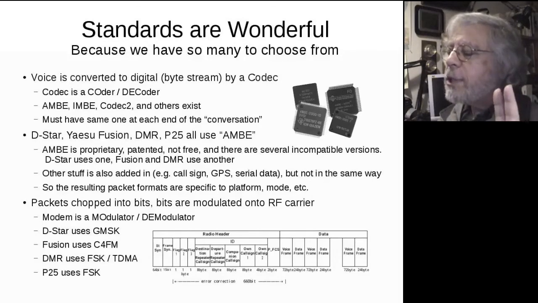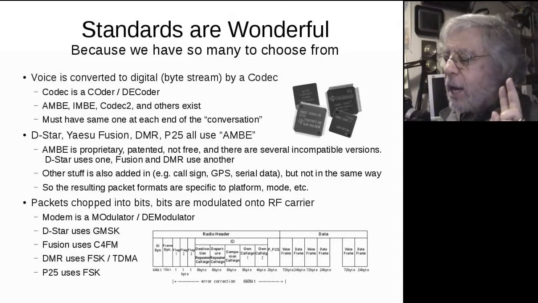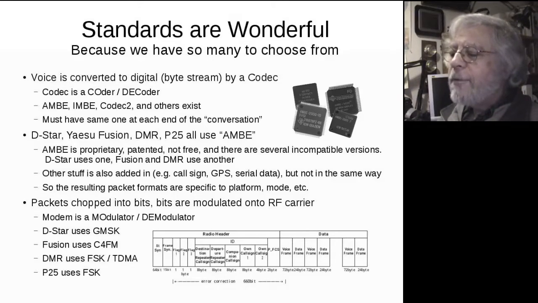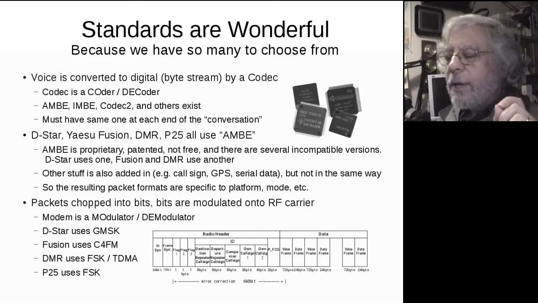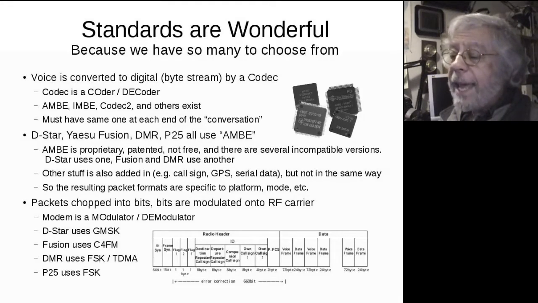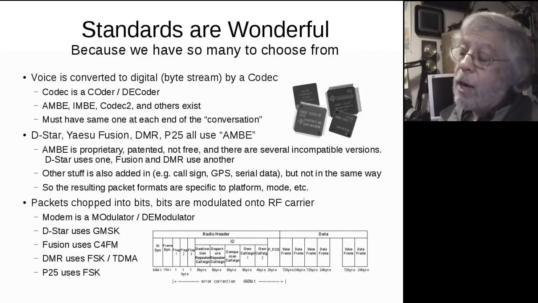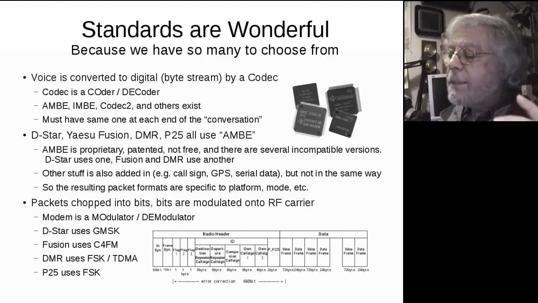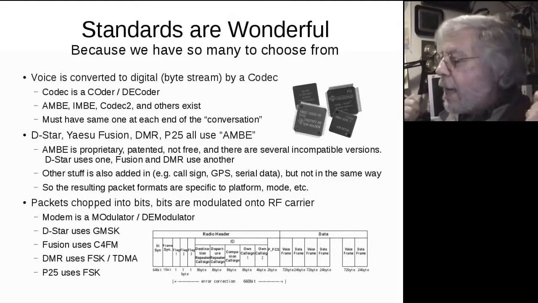Okay, there are two slides in this presentation that I spent a lot of heartache on. This is the first one. Standards are wonderful because we have so many of them to choose from. That's a theme here. When you convert voice to digital, it's a codec that does this, a coder or decoder. There's AMBE, there's IMBE, which was the predecessor to AMBE. There's Codec 2, which is an open source version of something like IMBE and AMBE, and there's a bunch of other ones. The key is they have to be the same on both ends of the conversation. You can't have someone speaking French and someone speaking German. They're not going to talk to each other.